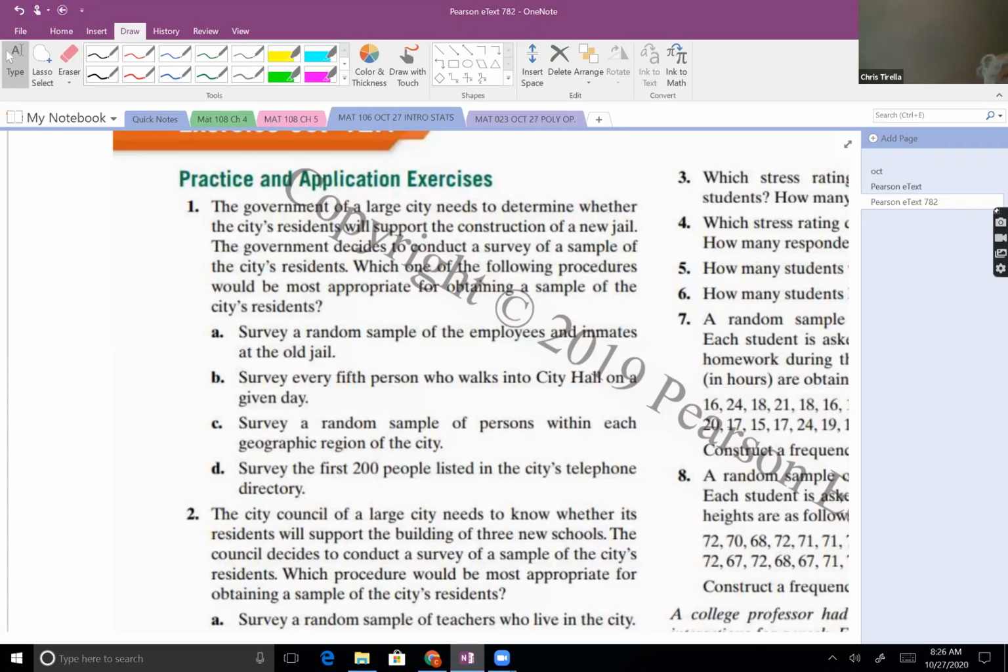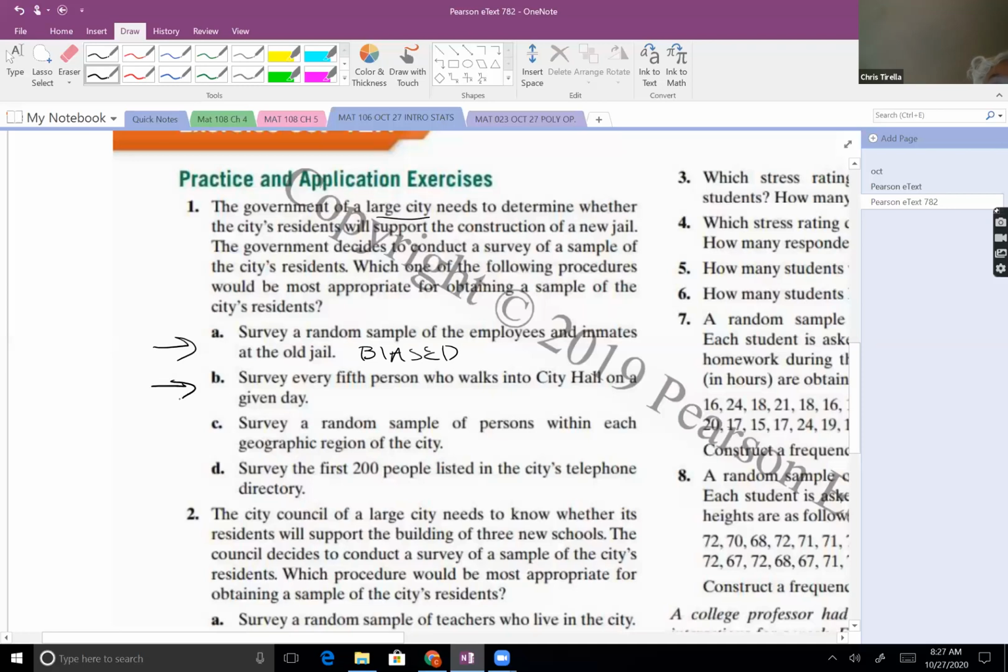If they were to survey a random sample of just the employees and inmates at the old jail, do you think that would be representative of everybody in the city and their views about it, or do you think that would be biased? Anybody have an idea? Yeah, that would be biased. It would be very biased, right?